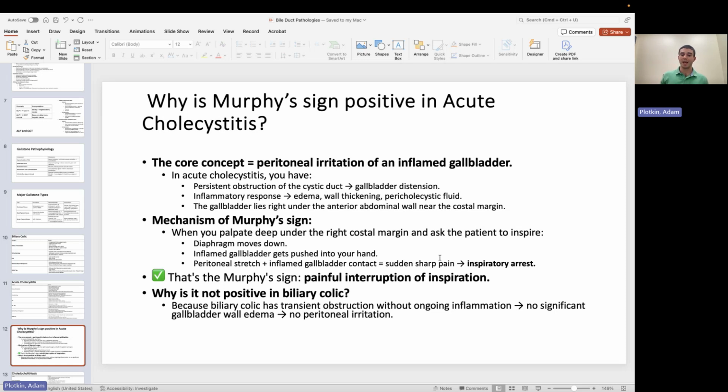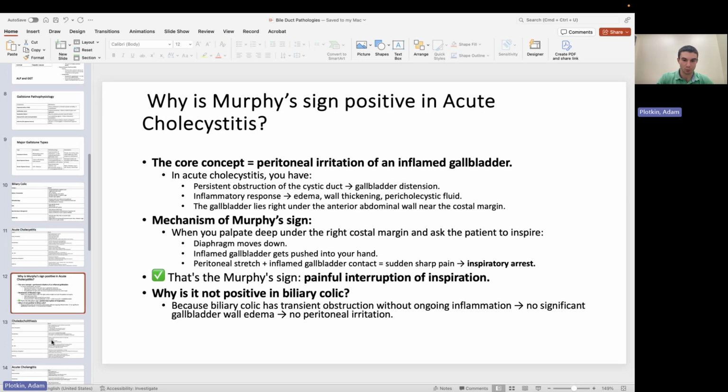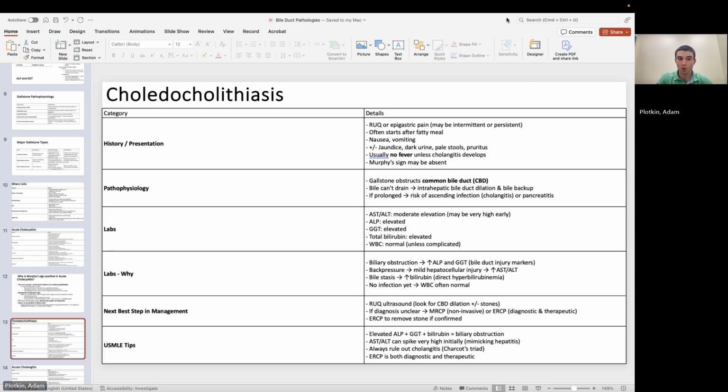We can also do a sonographic Murphy sign where I literally just take my ultrasound probe, and if I place it on the right upper quadrant and it causes pain, that's a positive Murphy sign too. It's not positive in biliary colic because we have transient obstruction without ongoing inflammation. So there's no significant gallbladder wall edema and no peritoneal irritation. Really good topic to understand.